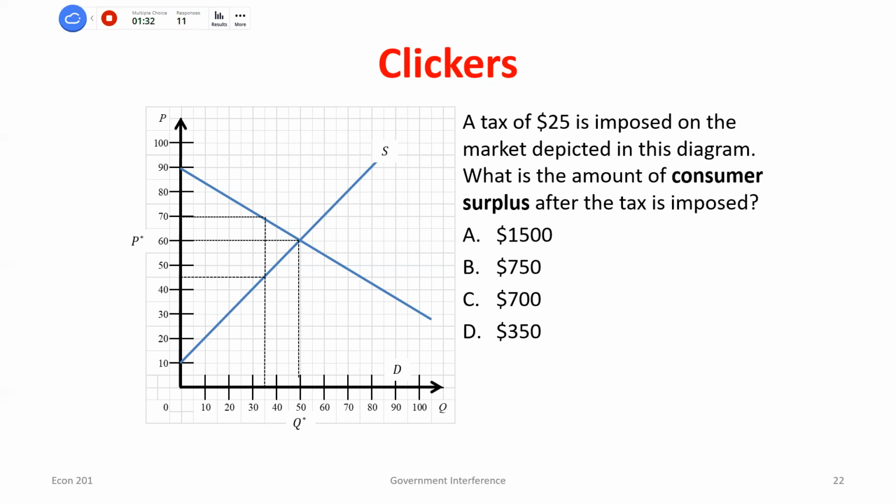The base is 35, and then the height is 20. Yeah, yeah, that's fine. And then just divide that.